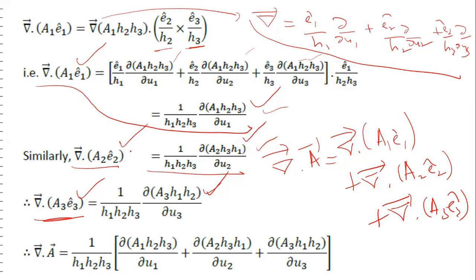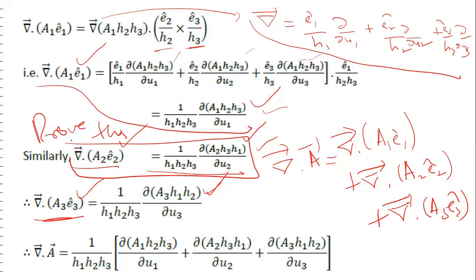Similar to this step, please prove this. Prove that this quantity is equal to this. Prove that this quantity is also equal to this. If you do the calculation steps for this and this, and get these results, I think you will understand and you will have more confidence about this thing. So after putting all these things, this is what you're going to get as a divergence of A vector. Okay, this is your divergence of A vector.